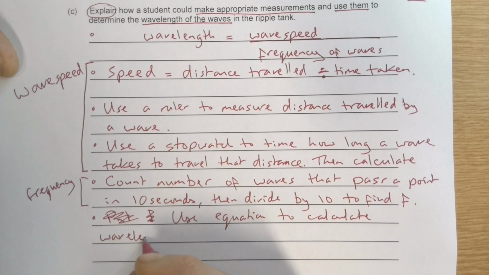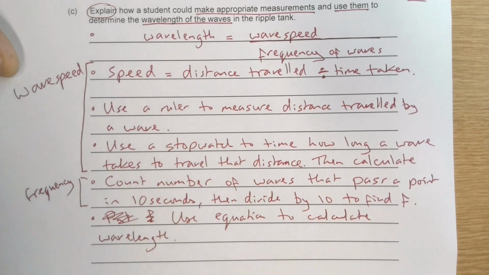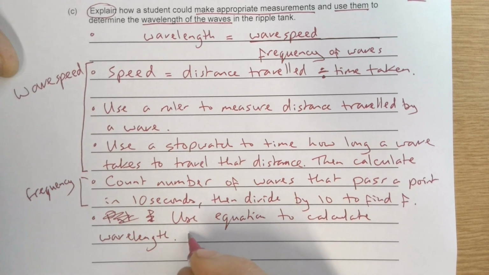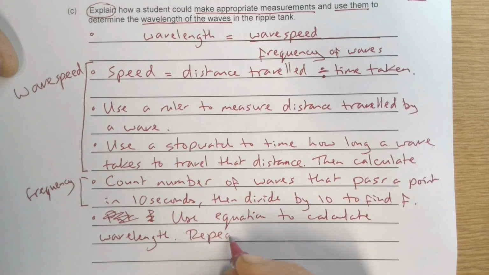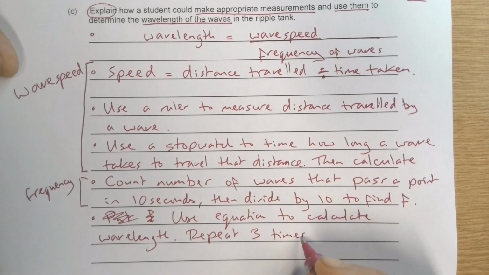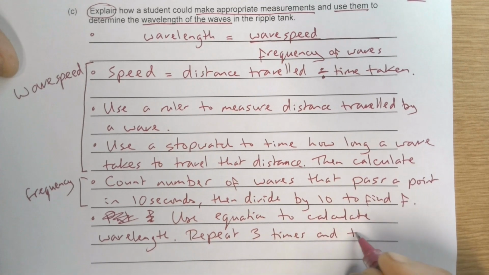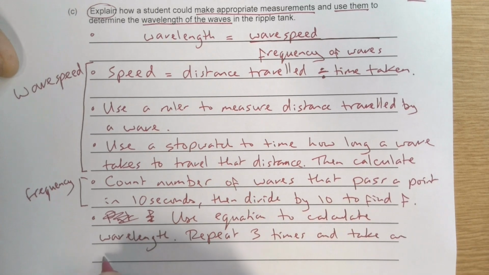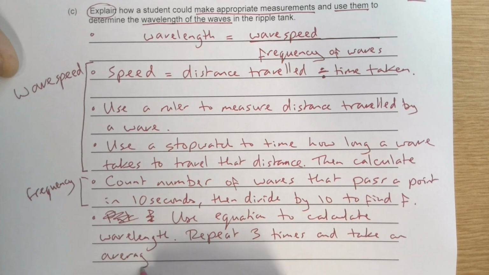Now, I feel like that's a bit of a weak last bullet point. So what I might say here is repeat 3 times and take an average. Okay, that's always a good thing to add at the end of any experiment.